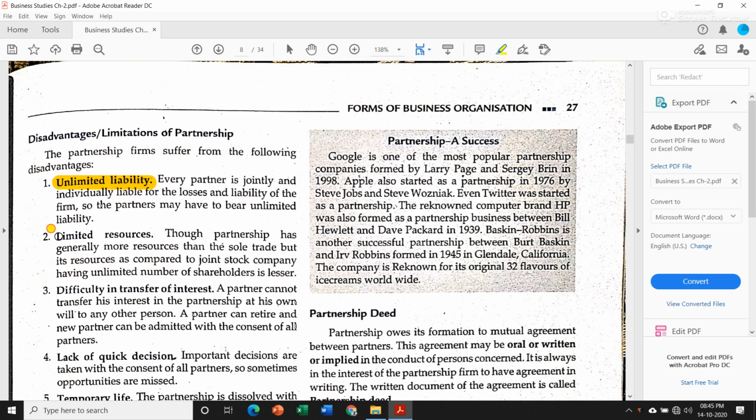Then limited resources. Even though in partnership resources are more compared to a sole proprietor, when we compare partnership with a joint stock company, their resources are limited.